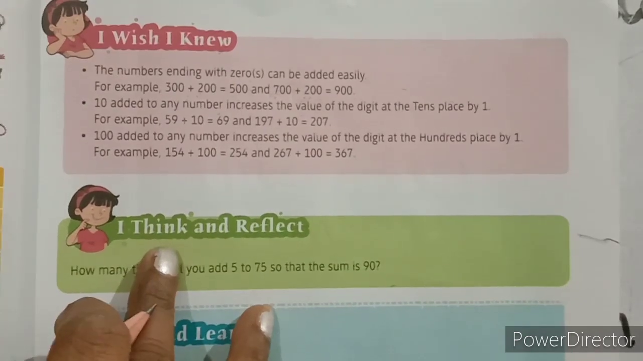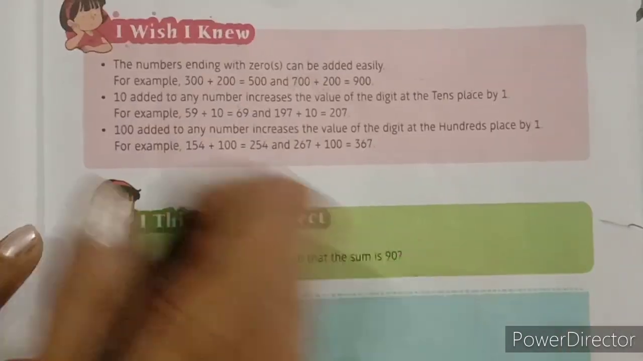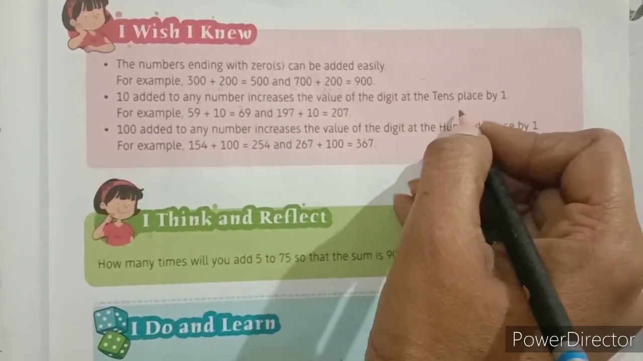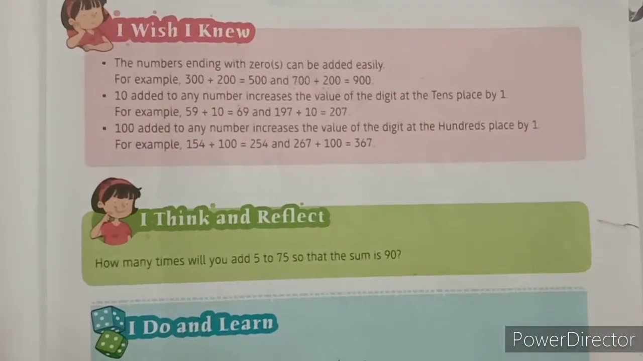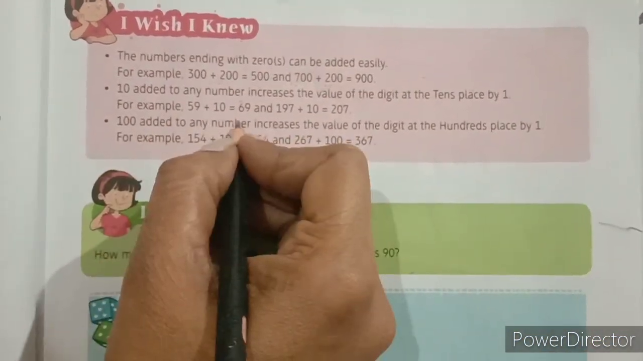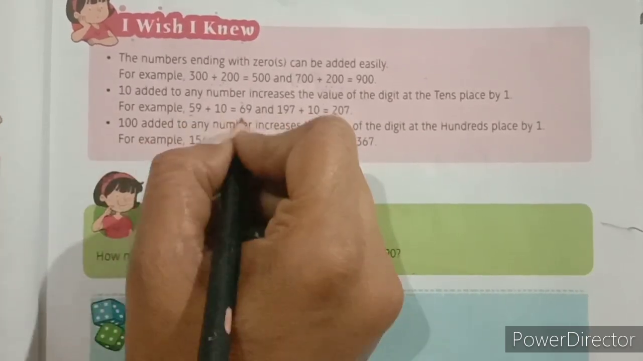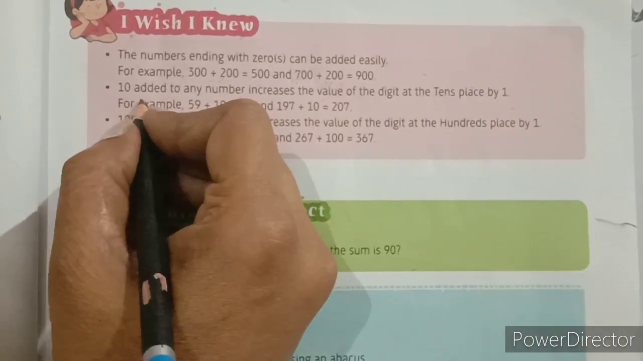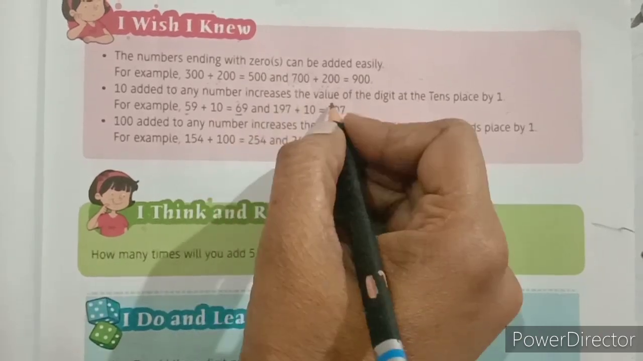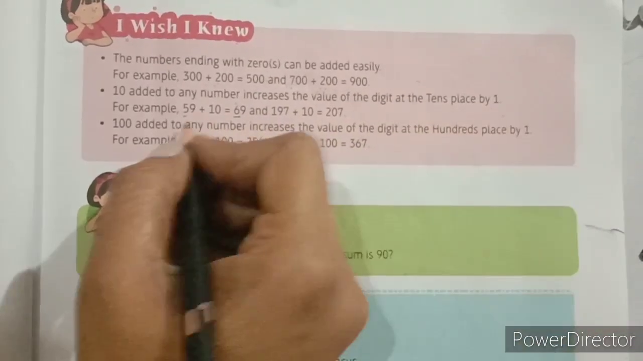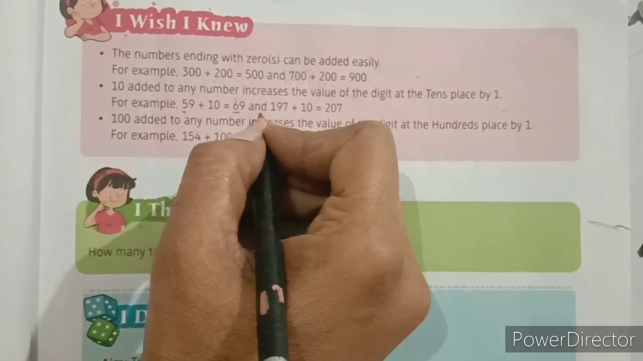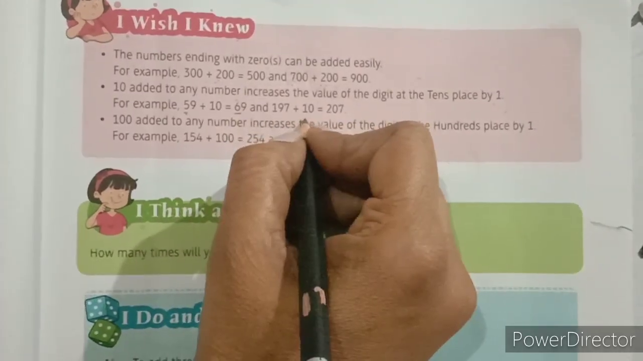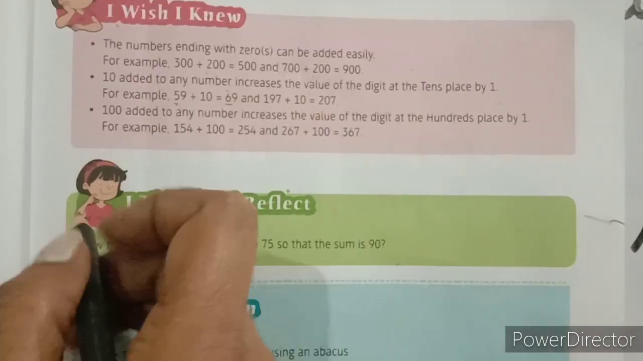So, is it easy, students? Yes, very good. Now, 10 added to any number increases the value of the digit at the tens place by 1. See how, students. For example, 59 plus 10 is 69. Here it is 59 and here it is 69. So the tens place increases by 1. Here it is 5, here it is 6. See, 59 plus 10 is equal to 69. And 197 plus 10 is equal to 207.